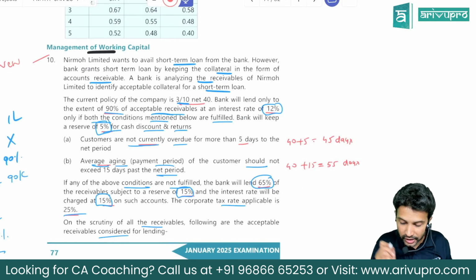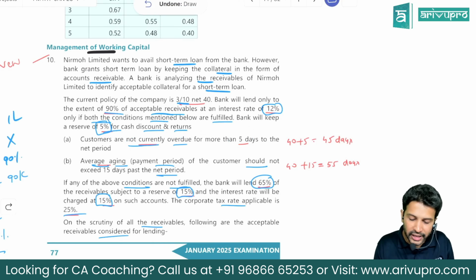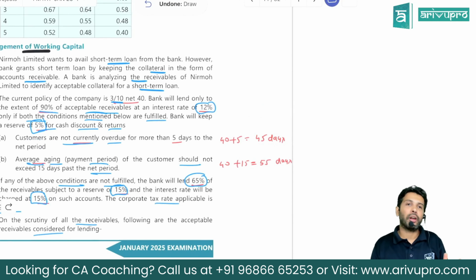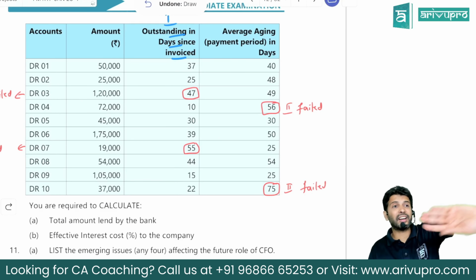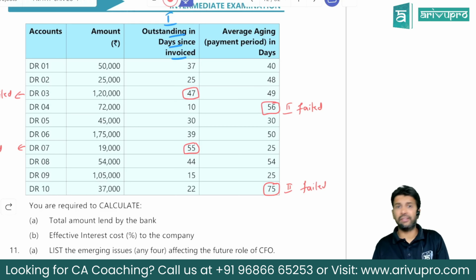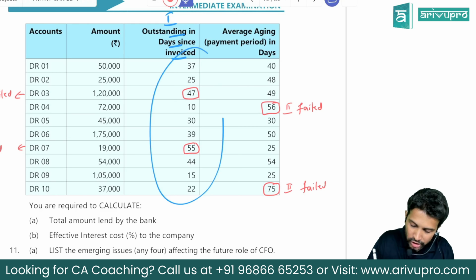What is the first condition? Customers are not currently overdue for more than 5 days to the net period. That means outstanding should not cross how much? 45 days. That means you will have to analyze here and identify which debtor has crossed 45. Because if it has crossed 45, will the bank give 90% or only 65%?